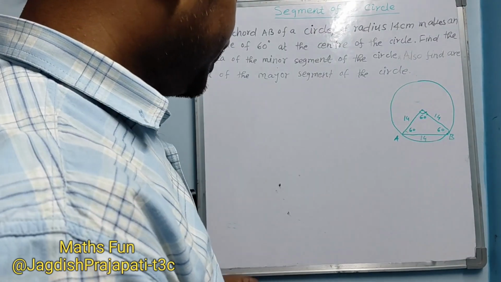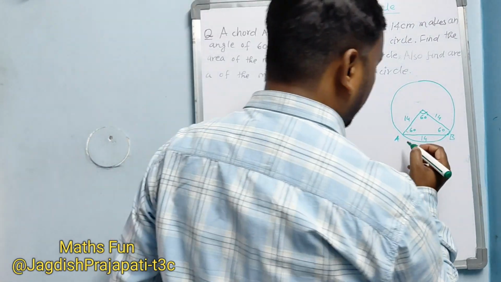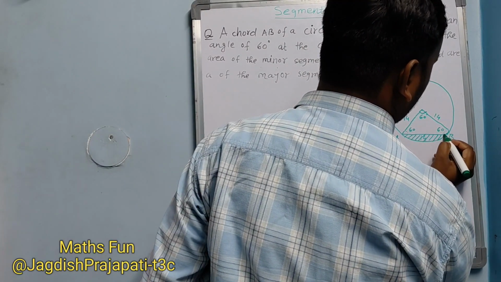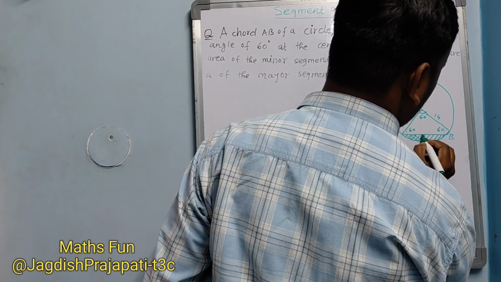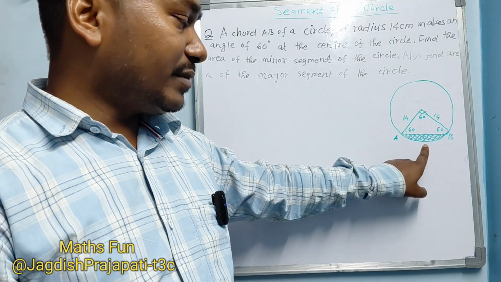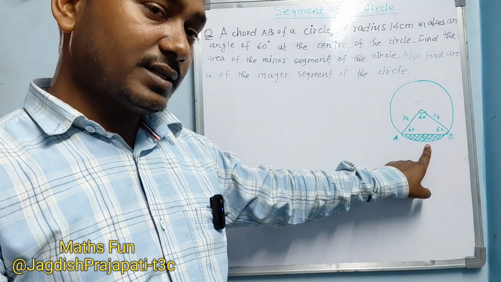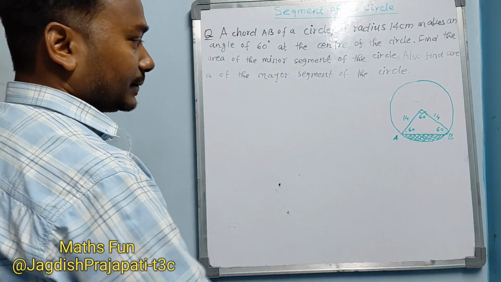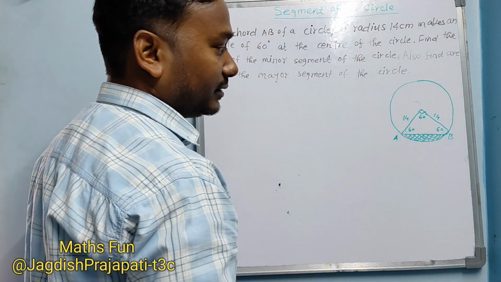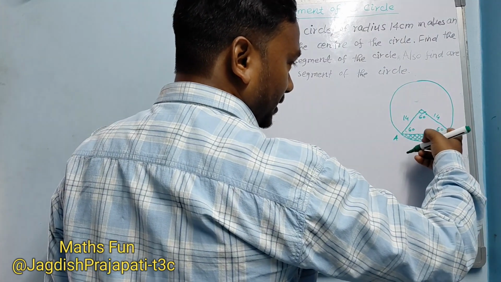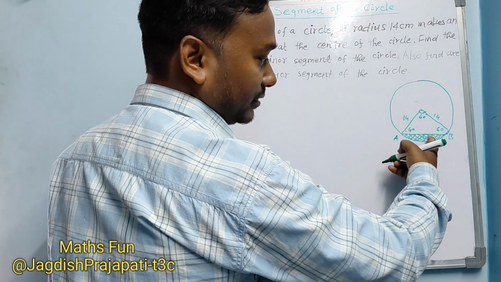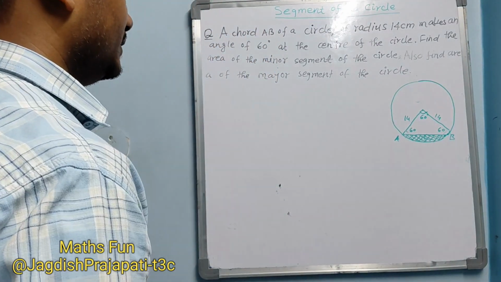Okay, so now first of all we have to find this area, because this is the minor segment of the circle. So if we find the area of this sector and we find the area of this triangle, and if we subtract the area of this triangle from the area of the sector, then we will find this area.